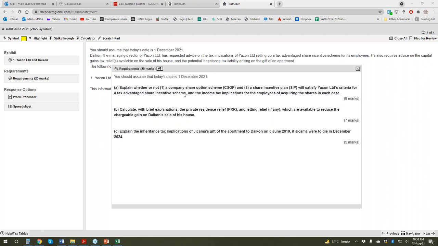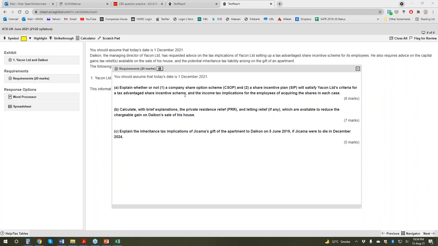the chargeable gain on D's sale of his house. So obviously if D would have used this property for his main residence and is now selling, the PPR will be available for any period in which he has actually occupied the house, and there may be a period in which he might not have actually occupied the house, but it may qualify for the assumed or deemed occupation periods that have been mentioned by HMRC. Then if out of that any period he has let out the property, that gain may be eligible for the letting relief.